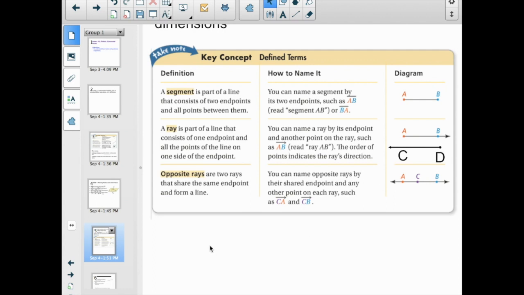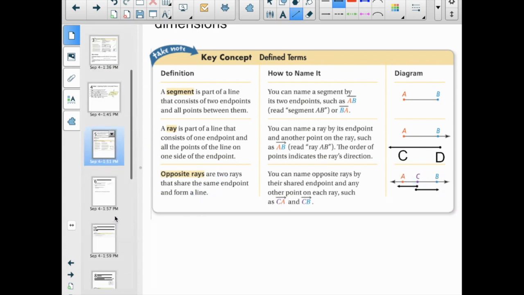Then we have opposite rays. Those are basically two rays that share a common endpoint, and together they make a full line. So here you can see that in our next picture. Here we have ray CA goes to the left and ray CD goes to the right. They have to have that same common letter, and that is the only point of overlap that the two rays have. And notice when you put them together, you get a straight line.